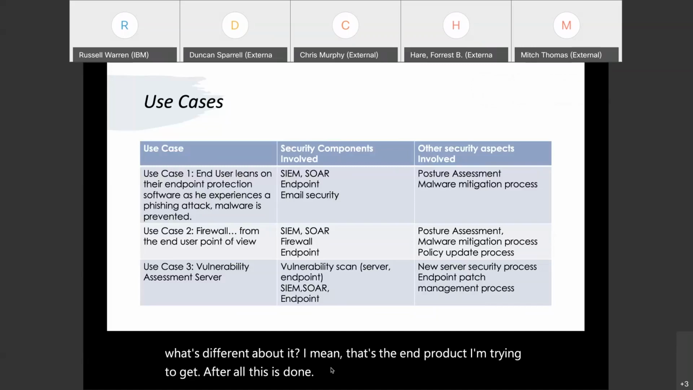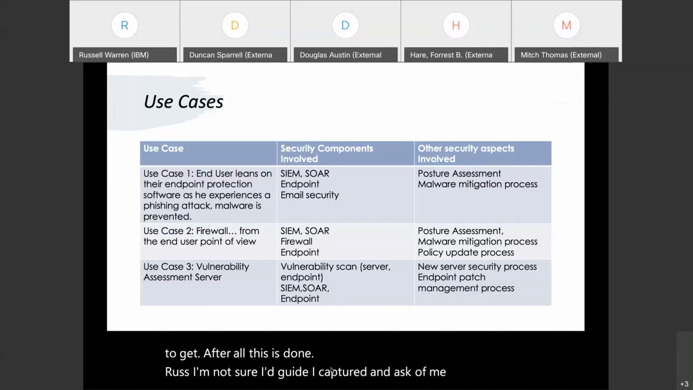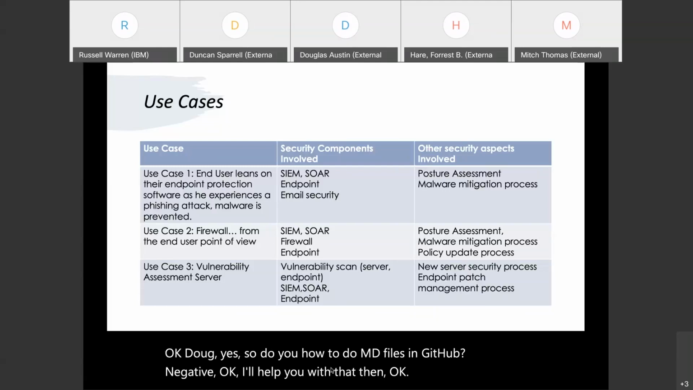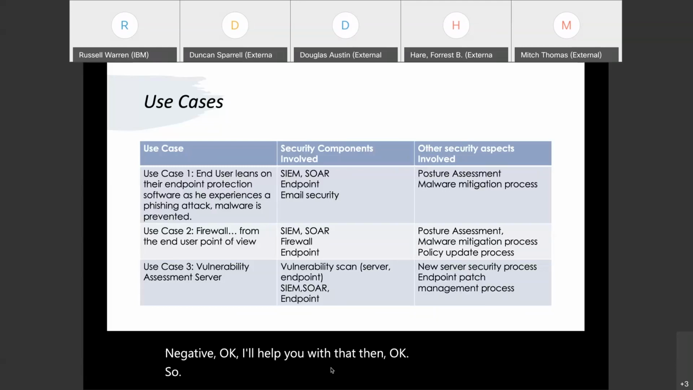Russ, I'm not sure I captured an ask of me there. This is Doug. Okay, Doug. Yeah. So do you know how to do MD files in GitHub? Negative. Okay, I'll help you with that then. Okay. So the other ask was to make them linkable, so I'll do that. So I guess there are no asks of yours yet, Doug.